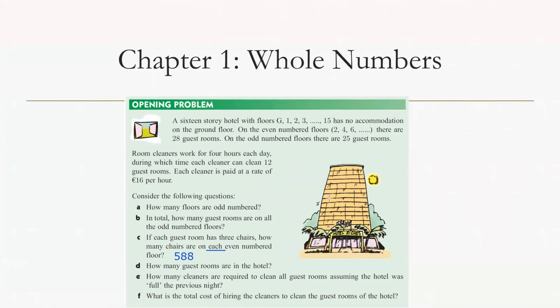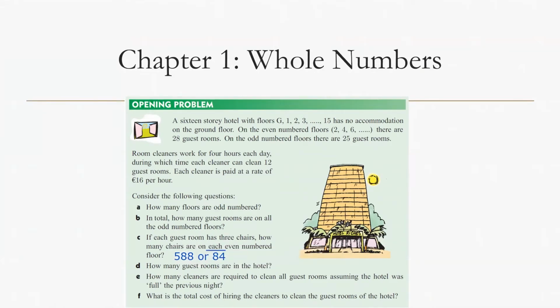Oh, give me a second. Okay, Jerry, what did you want to say? I think that there is 84 chairs on each even numbered floor. Okay, so you're saying 84. Okay, and where does 84 come from?